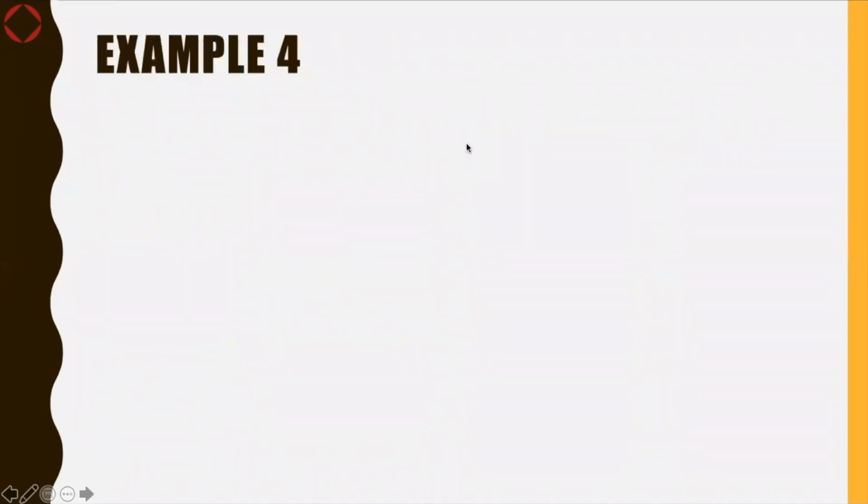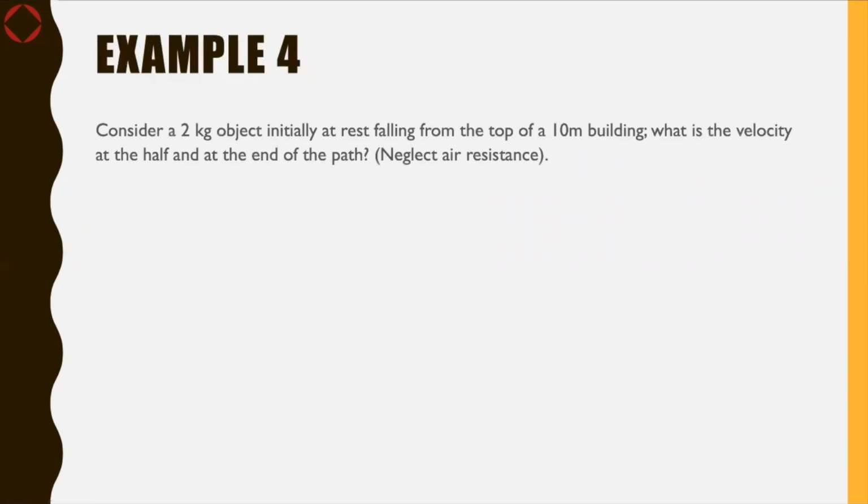Now let's get to the core of the topic. Consider a 2-kilogram object initially at rest falling from the top of a 10-meter building. What is the velocity at the half and at the end of the path, neglecting air resistance? So for this, we need to make a frame of reference.